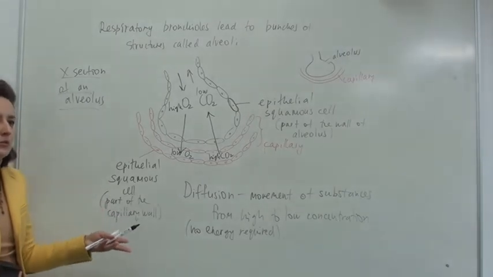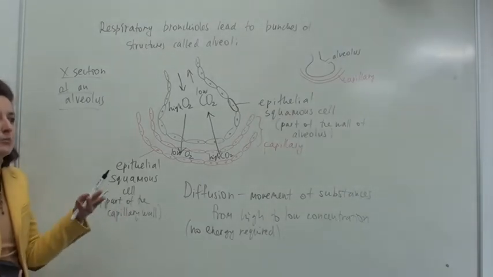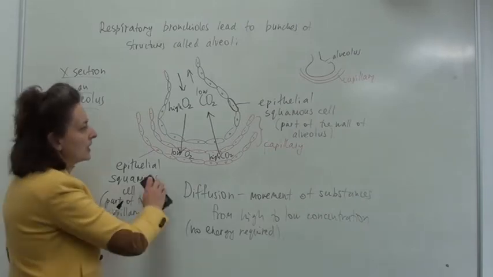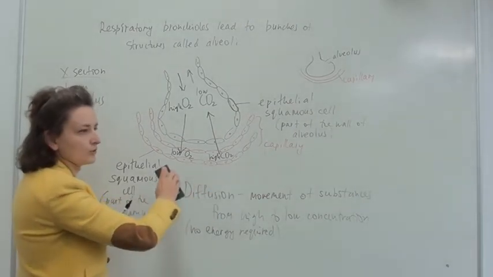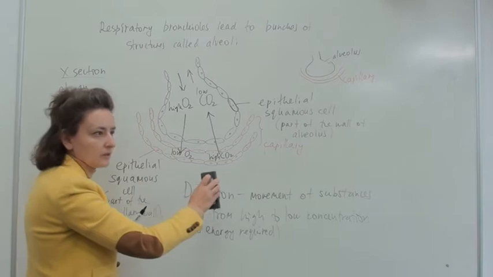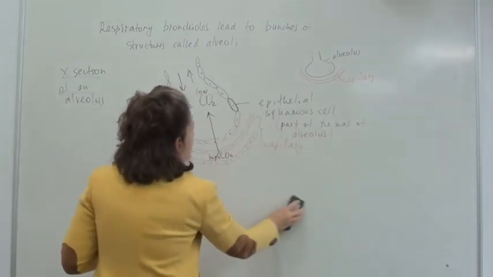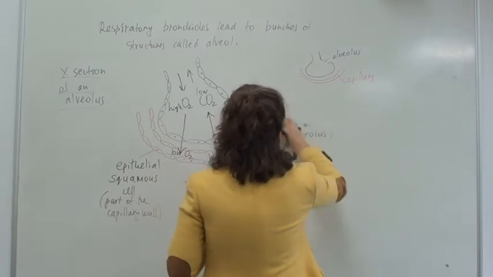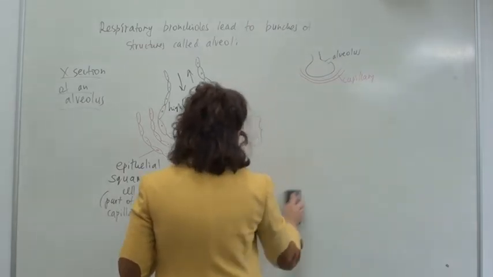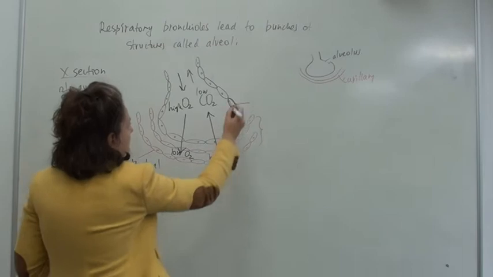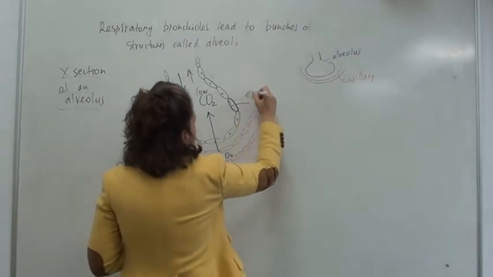Okay. So the next thing we're going to talk about is list all the factors which make that diffusion, which make that gas exchange possible. Okay? I will have to wipe some of the information off so I have a bit of space. Is that all right? Yeah? So I'm going to get rid of this and maybe get rid of this bit here. And just rewrite it. So this is endothelial.